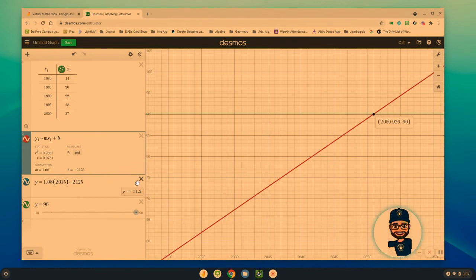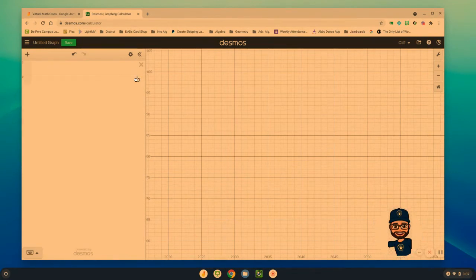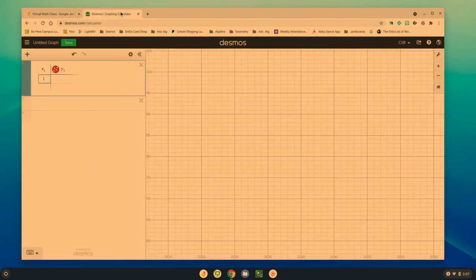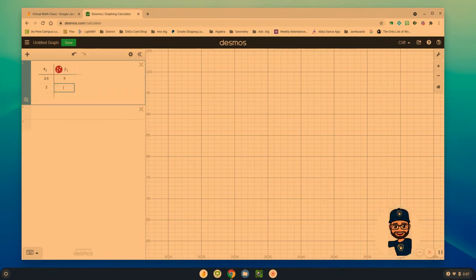So I'm going to clear all of the information I had from the previous one. I'm going to even delete that table. I'm going to add a new table. Did it tell us what to use for X or Y? No. So let's say X would be the diameter. We had a 2.6 diameter circle. We fit in about 8 pennies. And when it was a 2 diameter circle, we filled in about 4. 1.2 circle gave us 1. And a 3 diameter circle gave us 11.